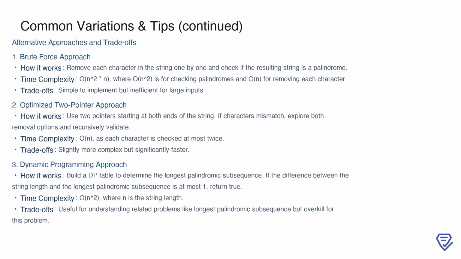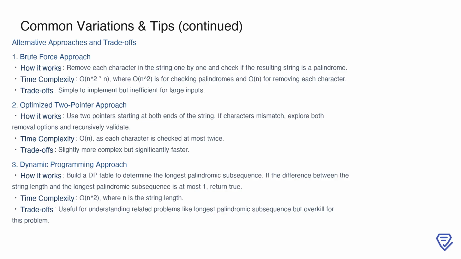Here, you start with pointers at both ends of the string and move inward. If characters mismatch, you explore both removal options and validate the remaining substring. This approach has a time complexity of O(n), as each character is processed at most twice. Although slightly more complex, it is significantly faster and well-suited for large inputs.